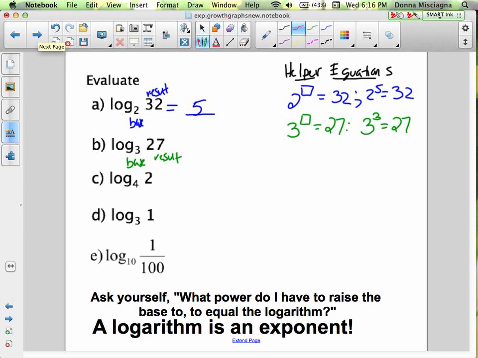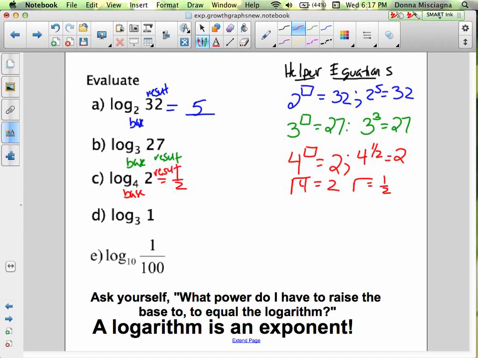Now we have log base 4 of 2. Notice we're getting smaller. So 4 to what power is 2? Well, we know that the square root of 4 is 2. So now how do you write square root as an exponent? Of course, square root is 1/2. So that means that 4 to the 1/2 equals 2. So log base 4 of 2 is equal to 1/2.